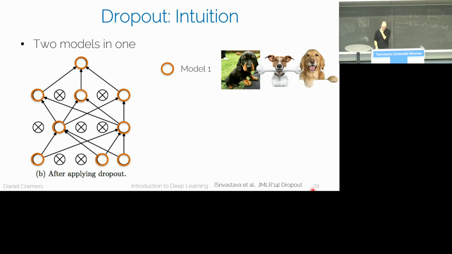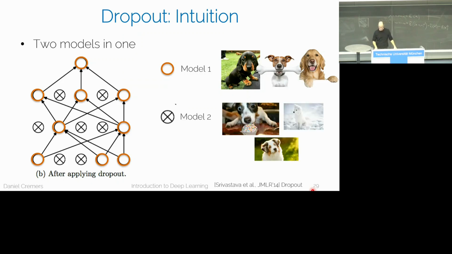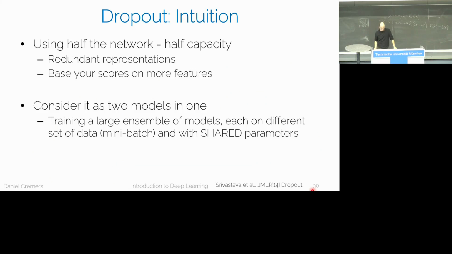And so in a way you can think of it as two models within one, right? I can consider this model that maybe classifies these dogs, and I consider a model 2 with the crosses here that classifies other dog images, and if I put them together in one model, then it should be able to classify all of these images as dogs. So in a way it is a little bit like having two models in one, if you consider one specific dropout.